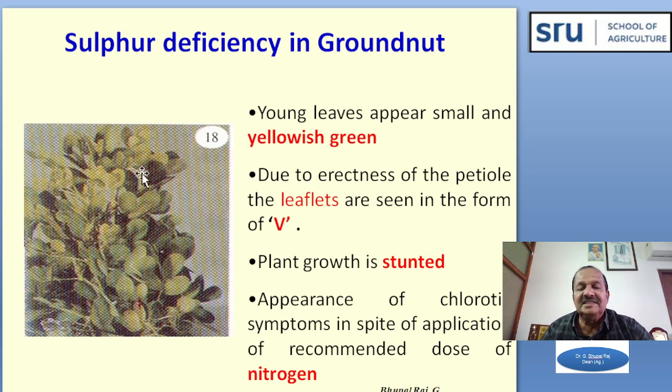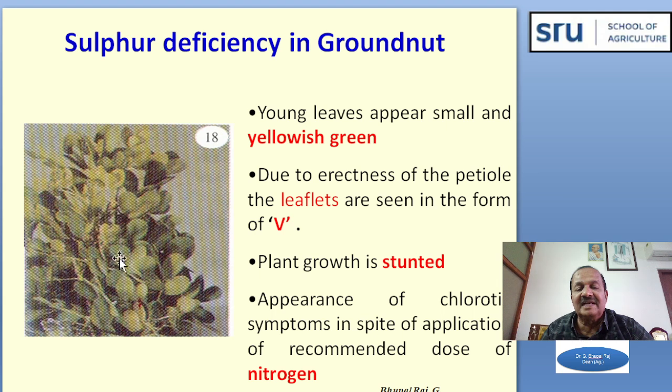So these are the deficiency symptoms. Younger leaves become yellowish green, and leaflets become V-shaped. Plant growth is in general stunted. When farmers see these symptoms, they think it is nitrogen deficiency and apply nitrogen fertilizers immediately. But in spite of nitrogen application, the symptoms remain, so definitely it is due to sulfur deficiency. Only when you apply sulfur can it be rectified.